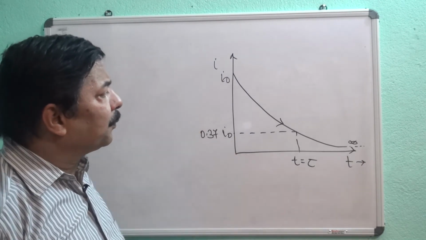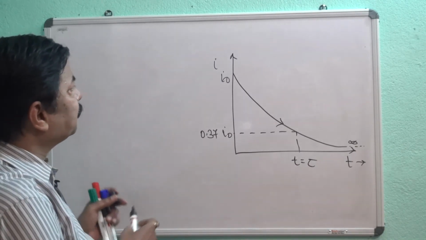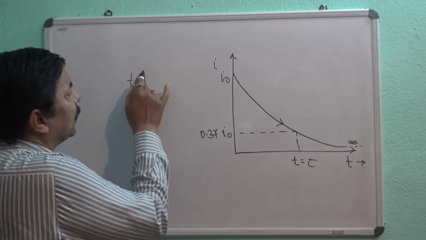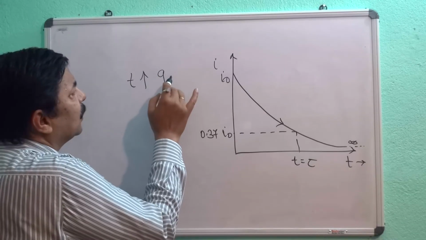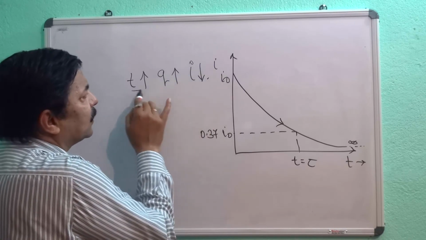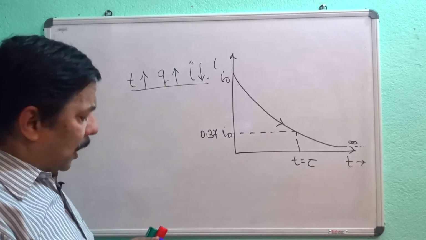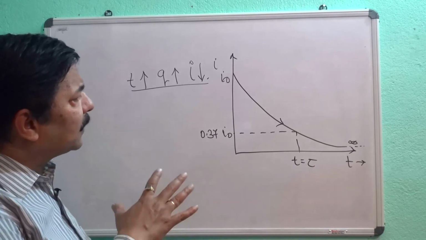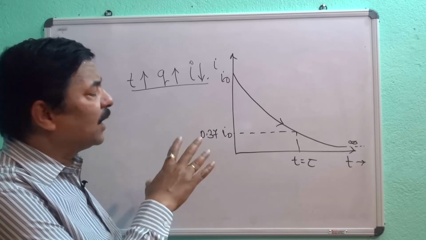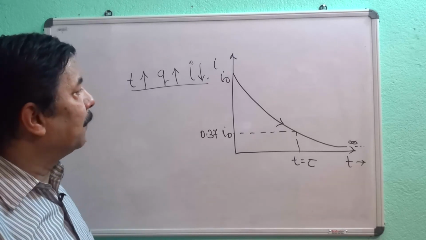So this is the way we have discussed the charging of the capacitor: as time increases, the charge increases and the current decreases. This is the basic thing we have discussed about the capacitor. We have discussed charge as a function of time and current as a function of time in this way.